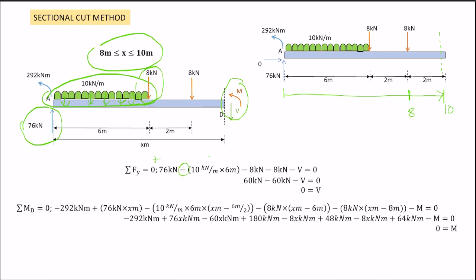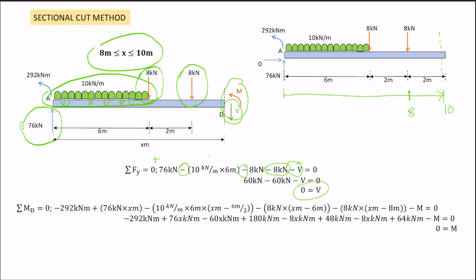Next you have 8 kilonewton turun ke bawah juga, so minus. And last kali untuk loading, you ada 8 kilonewton going down, so minus juga. You have one reaction for the section that you cut going down become minus V. So V is equal to 0.